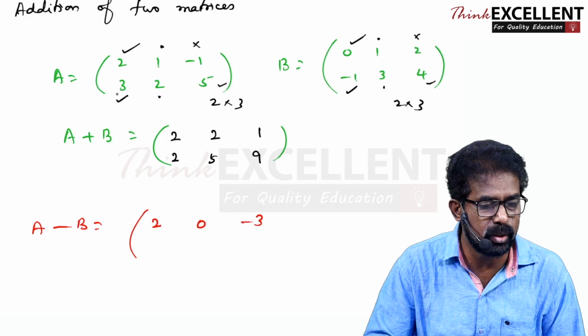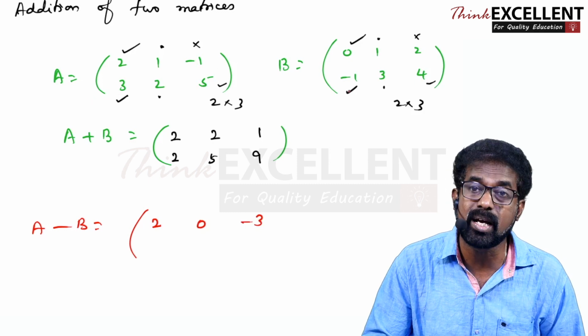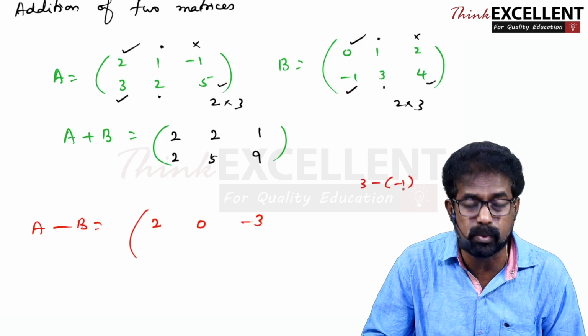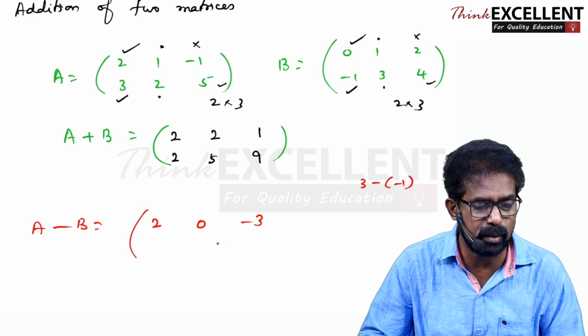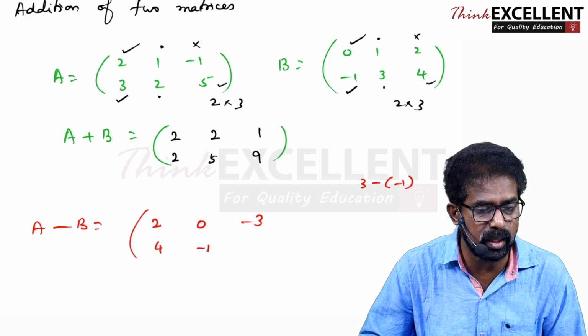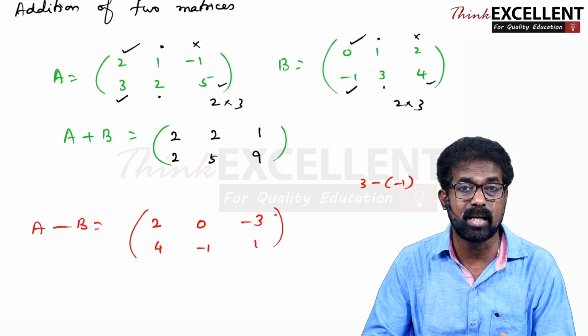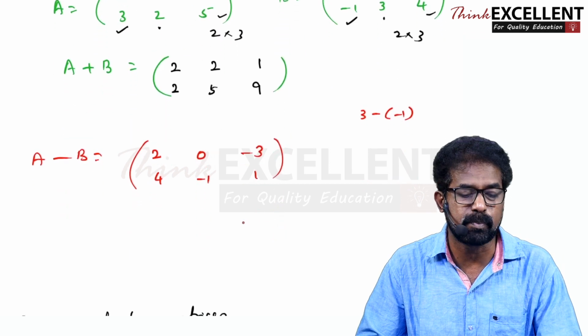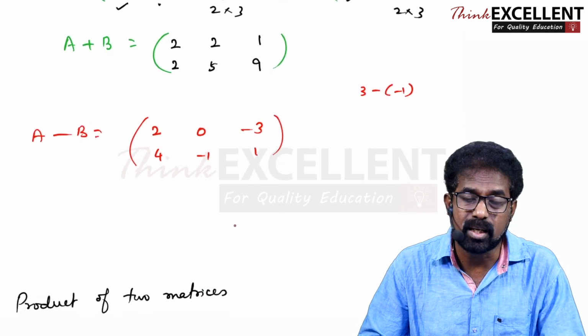Now come to the second row. 3 minus minus 1. Minus minus is plus. So 3 plus 1 is 4. Then 2 minus 3 is minus 1. 5 minus 4 is 1. So like that you can add, you can subtract. Orders must be the same, then the corresponding elements you can add or subtract.